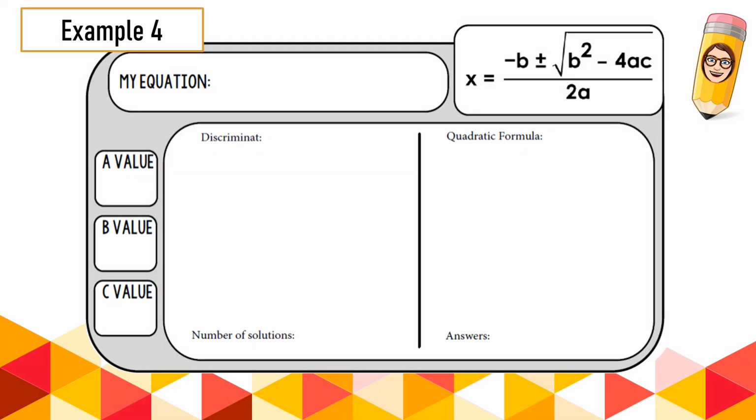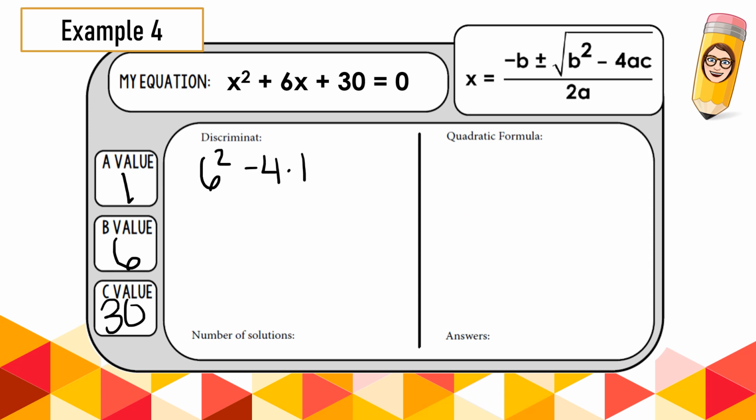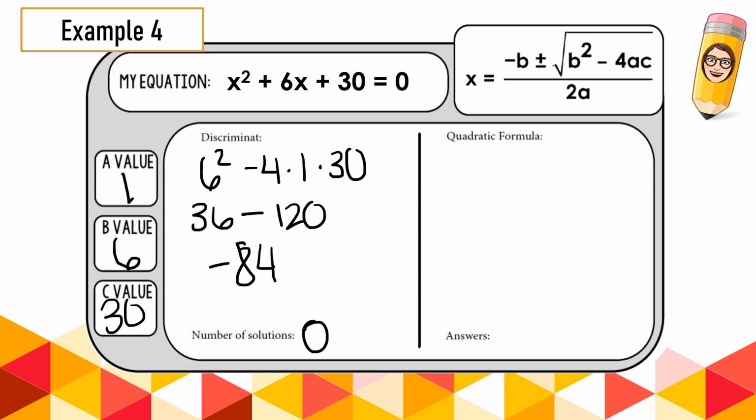All right, last example that's likely on your notes here. I'm going to do all one color. A, B, C. Discriminant, b squared minus 4ac. Exponents first, then multiply, then subtract. Negative. So I have 0 real solutions.